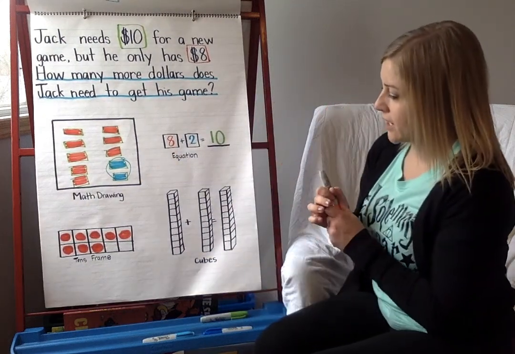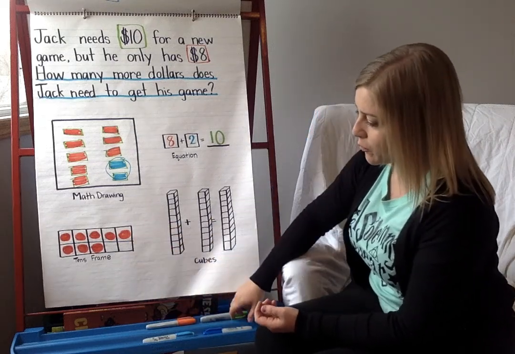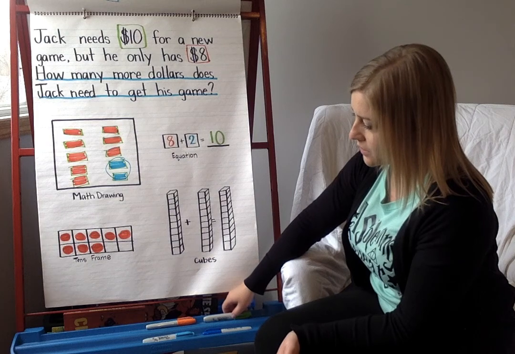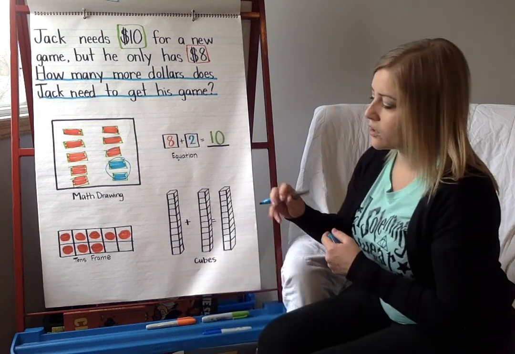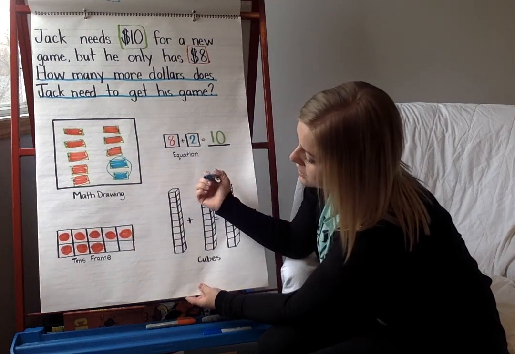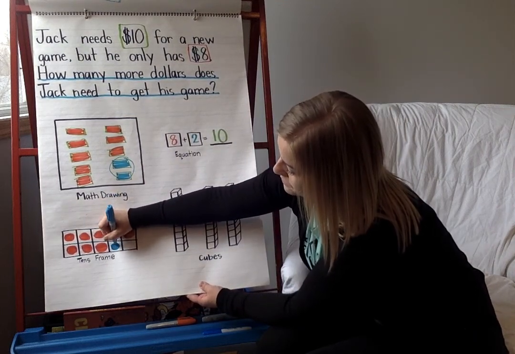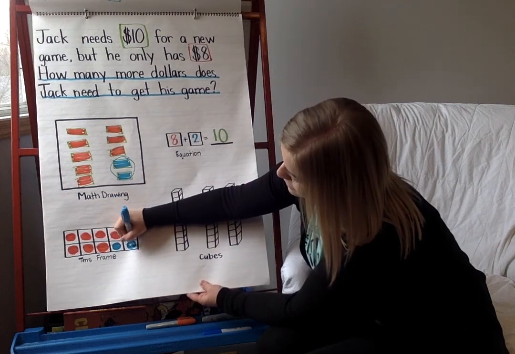So we know he has 8, and he needs to be able to fill this up because this tens frame represents the $10 that we know he needs. So how many more boxes need circles to fill out our tens frame? 1, 2.